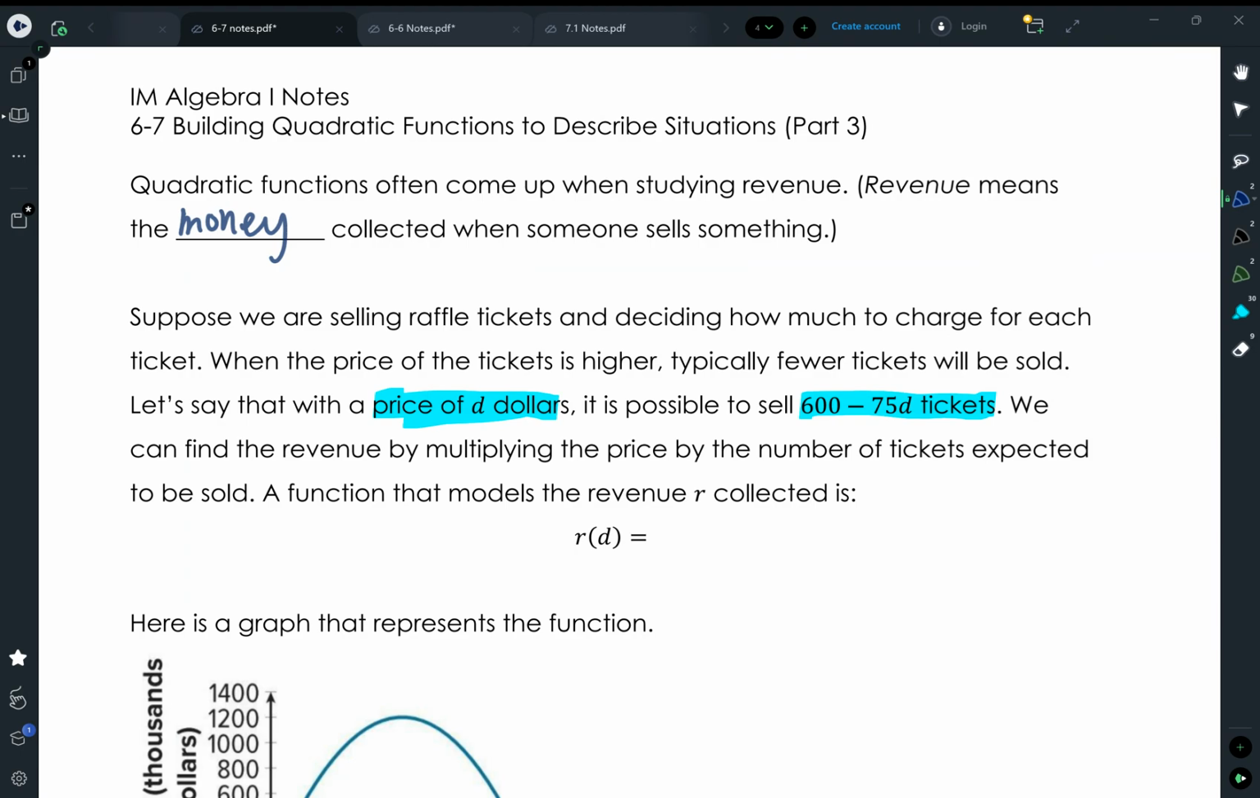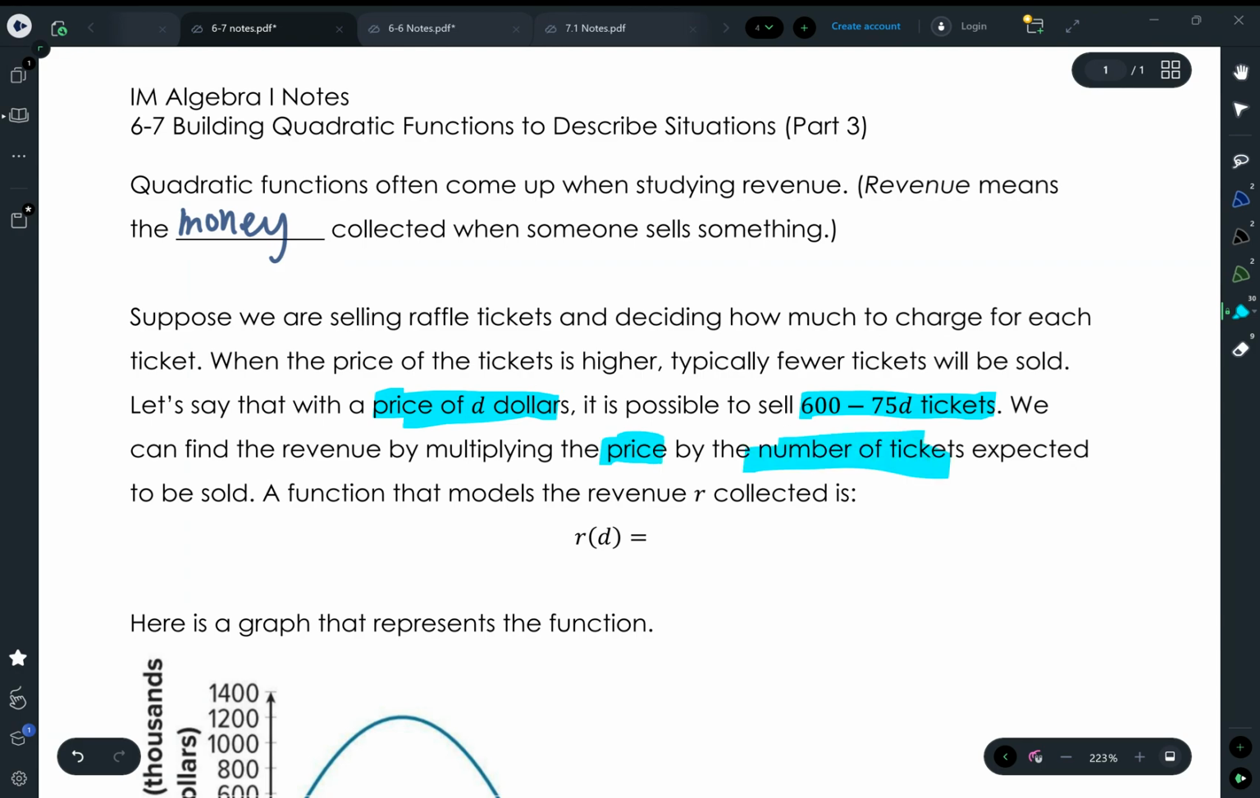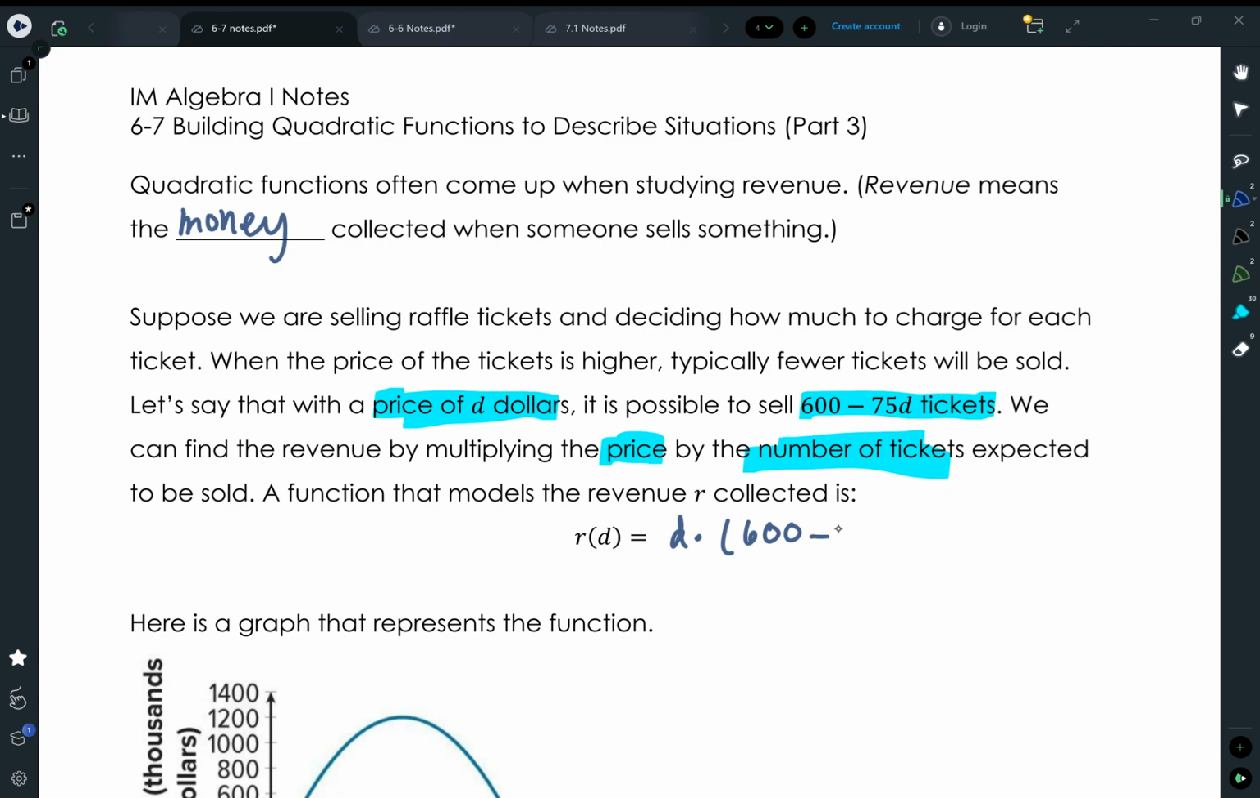We can find the revenue by multiplying the price by the number of tickets. So we want to take our price and multiply it by our number of tickets. Let's remember our price was D, our number of tickets was 600 minus 75D. So a function that models our revenue, R, collected is D times 600 minus 75D.